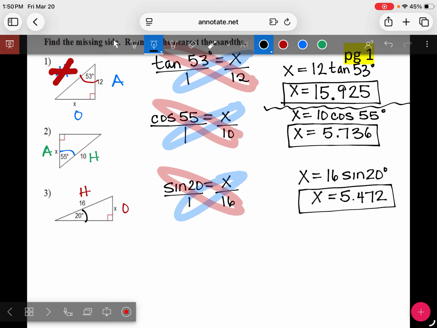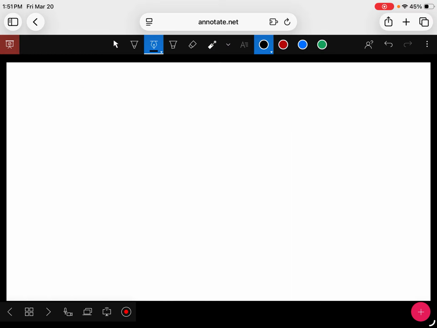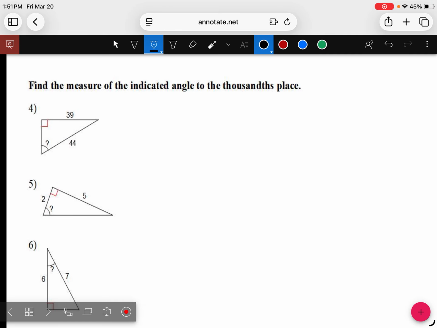So far, we okay? Do we remember this from geometry-ish? All right. Now let's look at 4, 5, and 6. Now 4, 5, and 6, they're not asking us to find a side. It's asking us to find an angle, which means I have to use the inverse. So we have to hit the green key before we can find the angle.